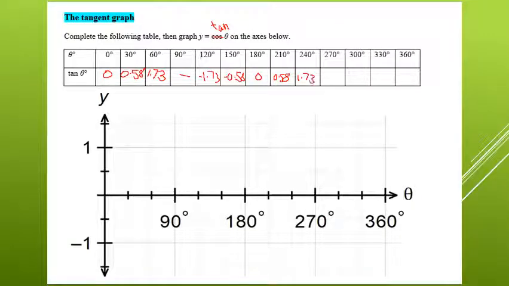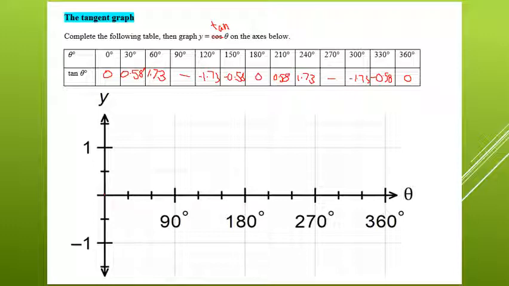But once again at 270 degrees, we don't have a value, we can't work out the tan, so we say it's undefined. At 300 degrees it jumps back down to negative 1.73, then it goes up to negative 0.58, and tan of 360 degrees is the same as tan of 0 degrees, which is 0.